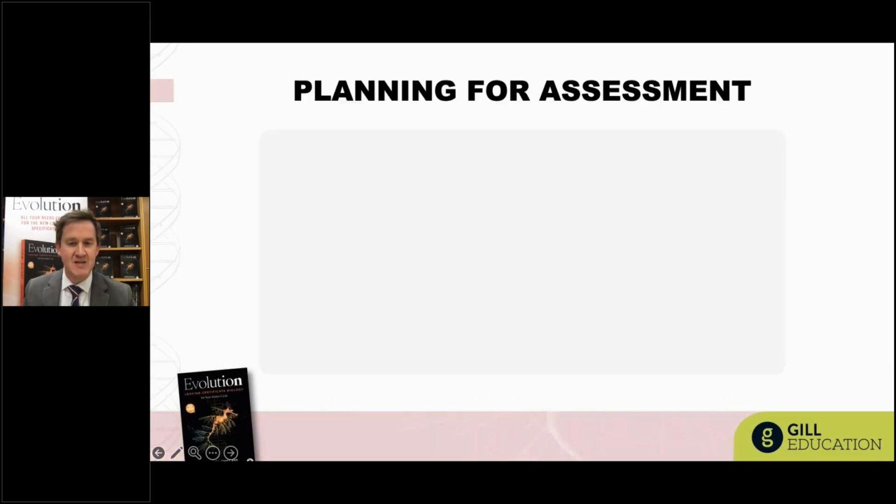Okay, let's talk about planning for assessments. We've talked about, I suppose, planning our scheme of work, planning our lessons, planning our units of learning, and hopefully a lot of that planning has been for you. But obviously, planning for assessment is also a major part of any introduction to a new course. And within this, we have to think about 2 aspects.